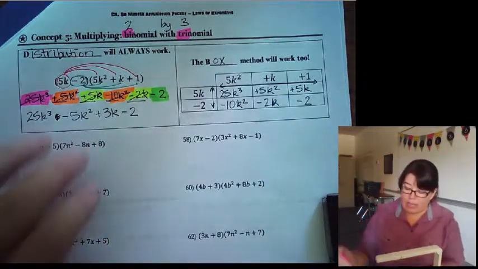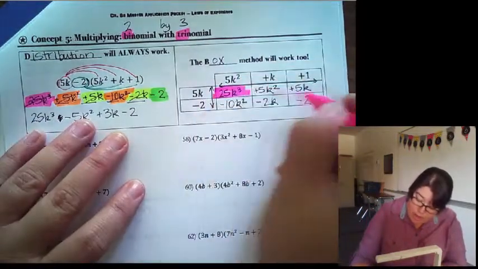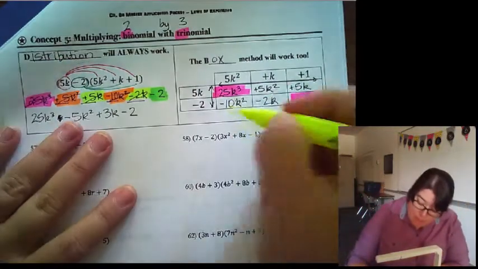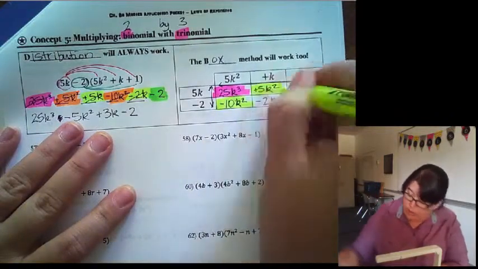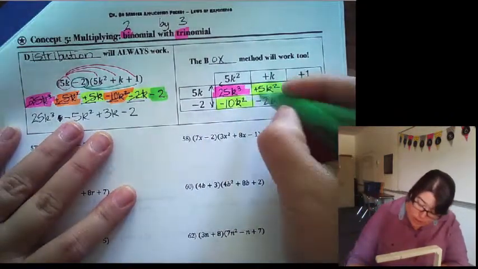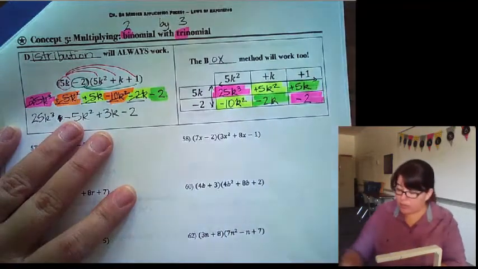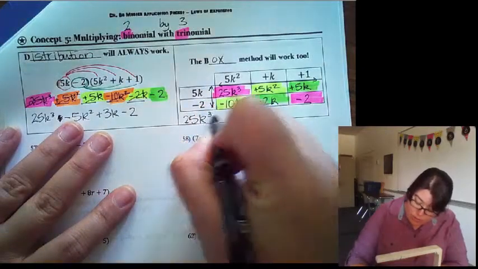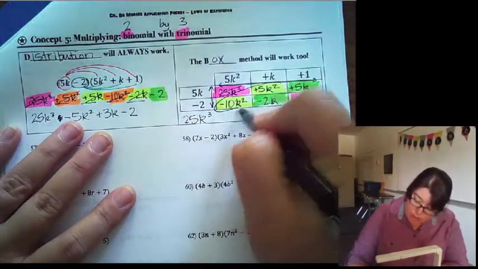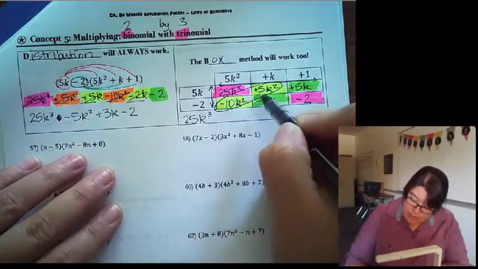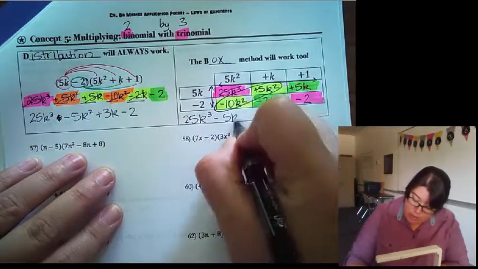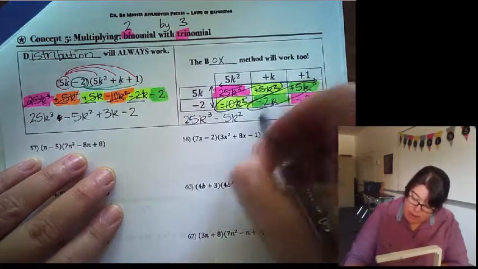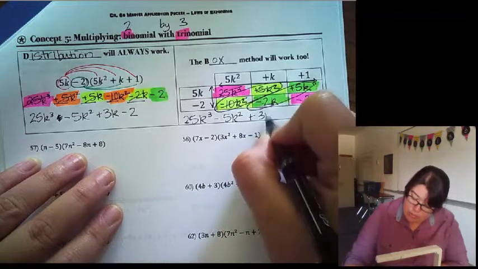Now when you're looking for like terms, remember that your first term and your last term, those far corners, are going to not have any like terms. But then anything that has a diagonal will have like terms. So we're going to look on the diagonals for like terms if we use the box method. So we're going to start with 25k cubed. Now we're going to combine these 2. So negative 10 and positive 5 gives me negative 5, and those are my k squared terms. Now we're going to combine these 2. Negative 2 and positive 5 is positive 3, and those are my k terms.